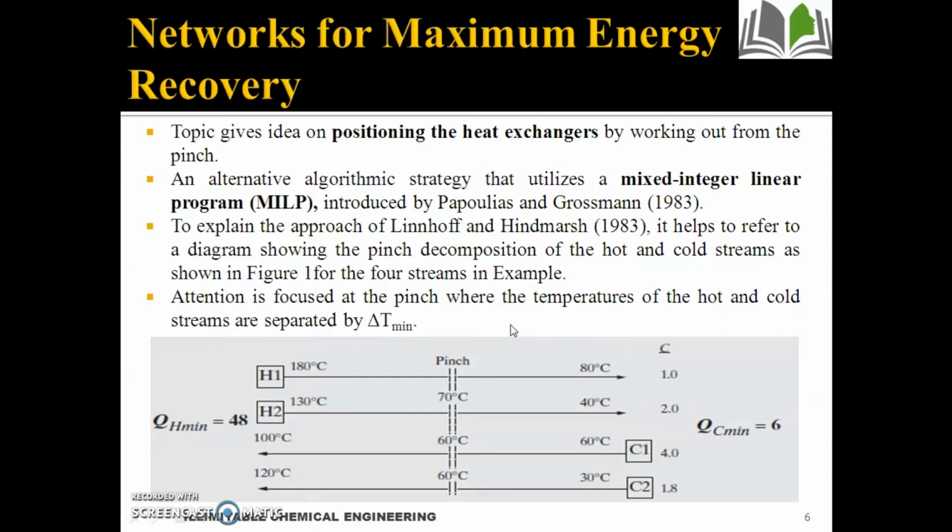To explain the approach of Linnhoff and Hindmarsh in 1983, it helps to refer to a diagram showing the pitch decomposition network, one on the hot side of the pitch and one on the cold side of the pitch. This is the diagram we have already seen in lecture number 2, on how to draw it. Attention is focused at the pitch, where the temperatures of the hot and cold streams are separated by delta T minimum, across the pitch, right?